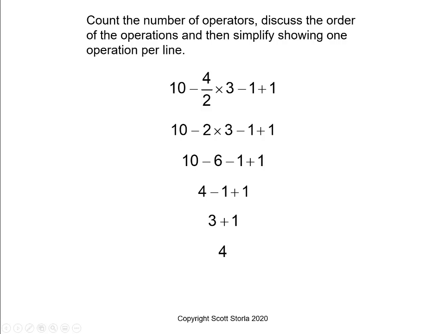Well, that will conclude this first video on the order of operations. In the next video, we'll begin working with grouping.